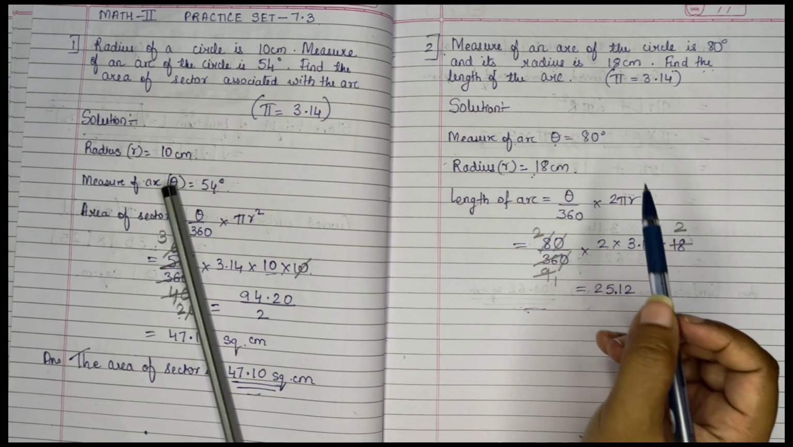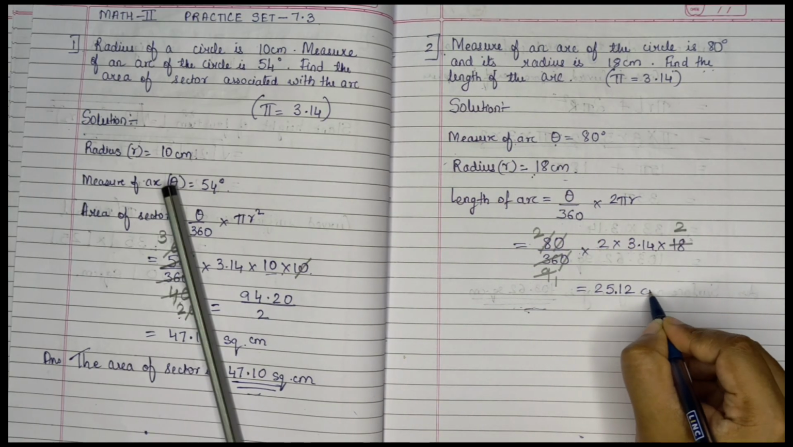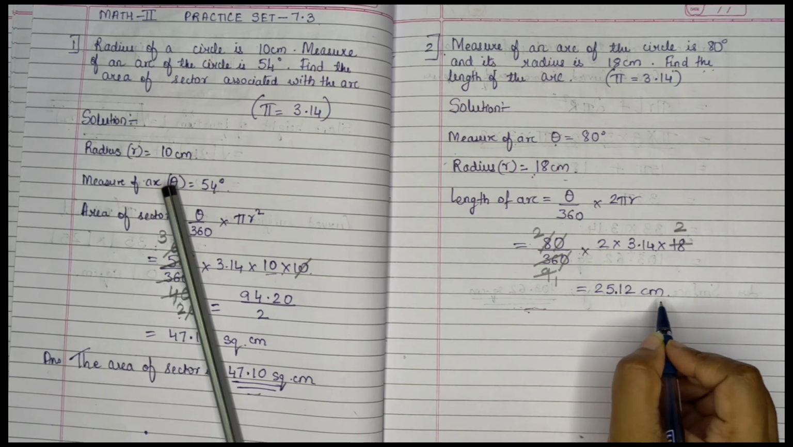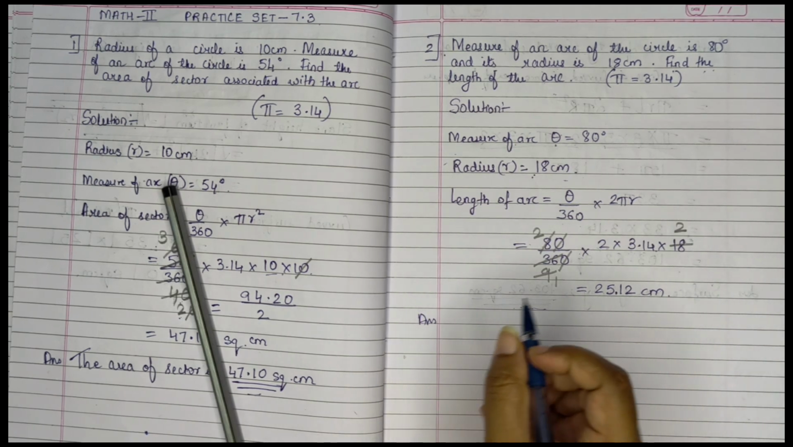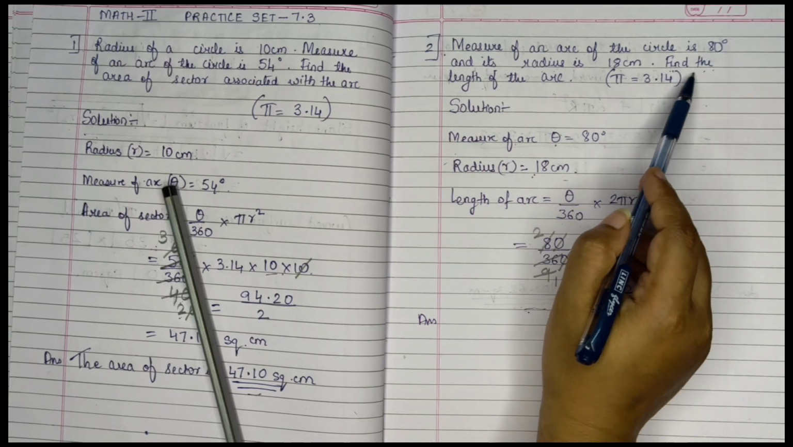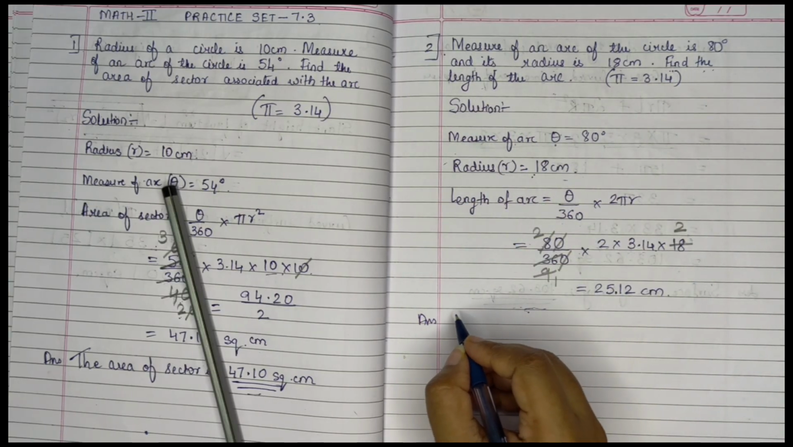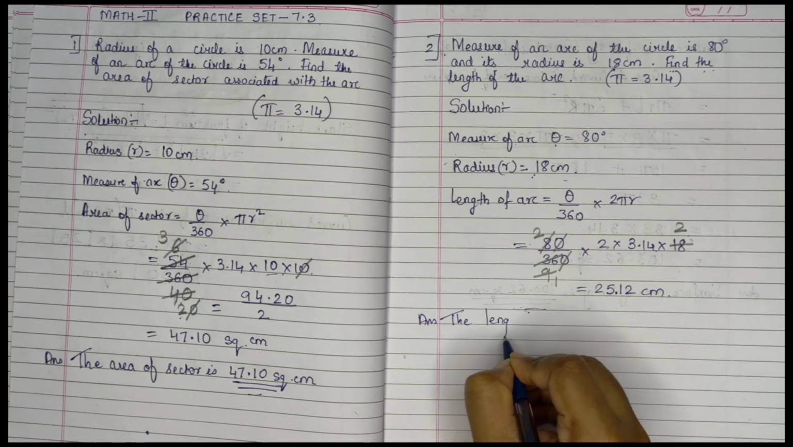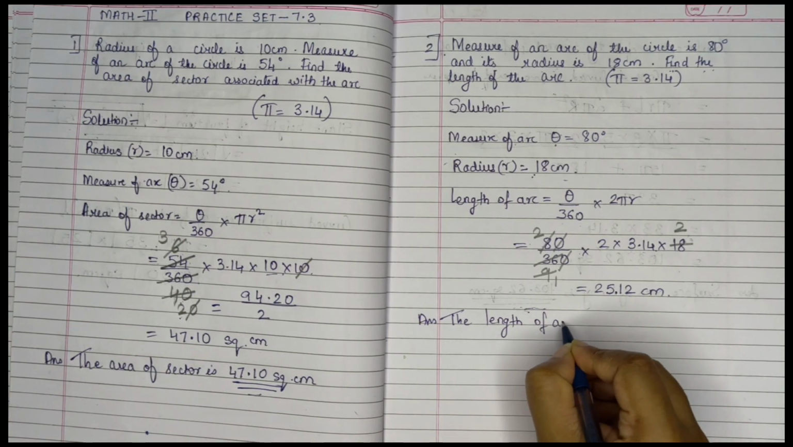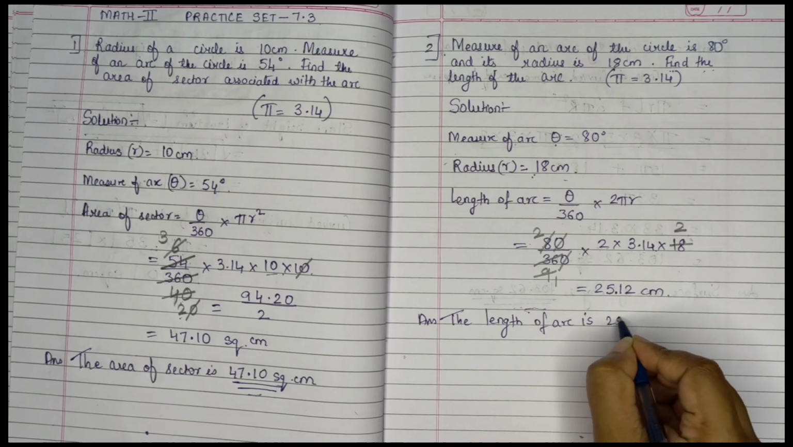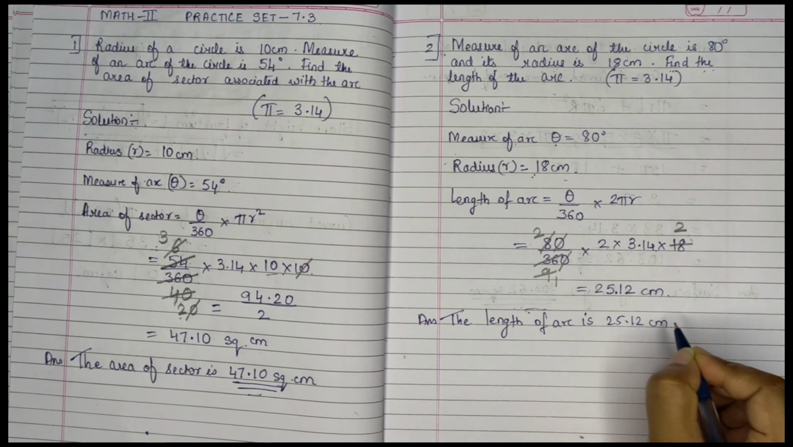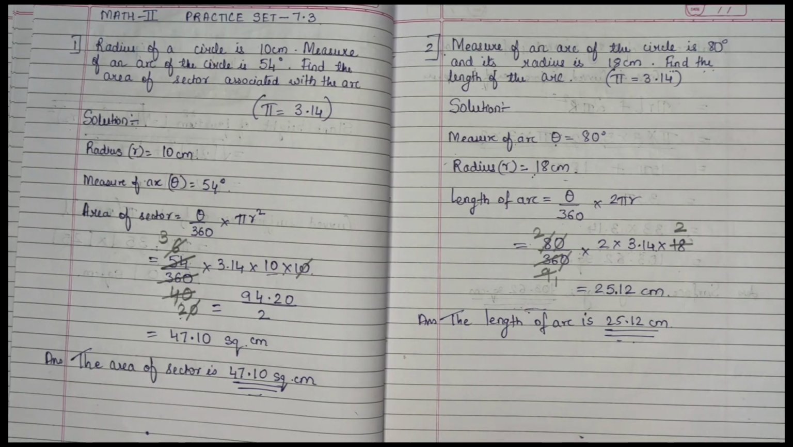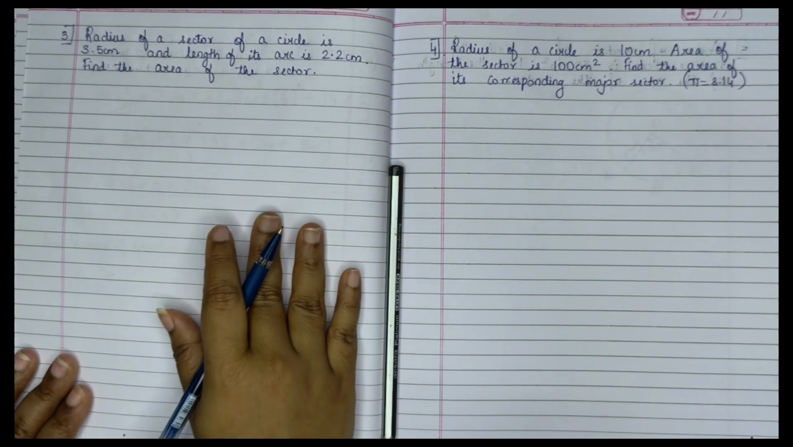Now it is length of arc. Length of arc, so only write centimeters. So length of arc is 25.12 centimeters. Answer: find the length. What the question was, find the length of arc. So we will write the length of arc is 25.12 centimeters. Okay, so we have finished the second sum. Now see the third sum.